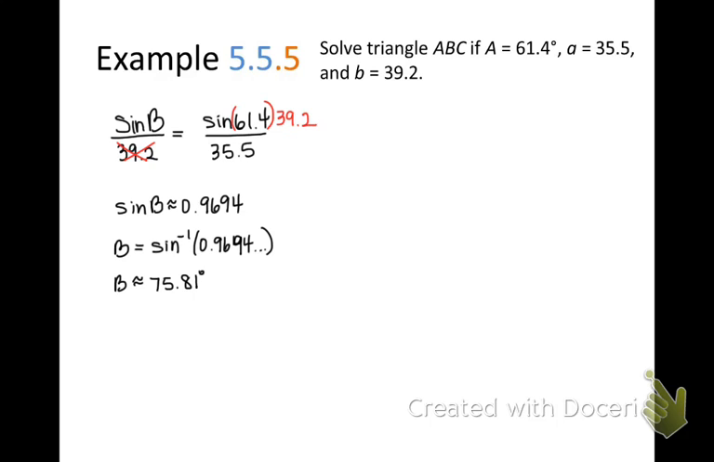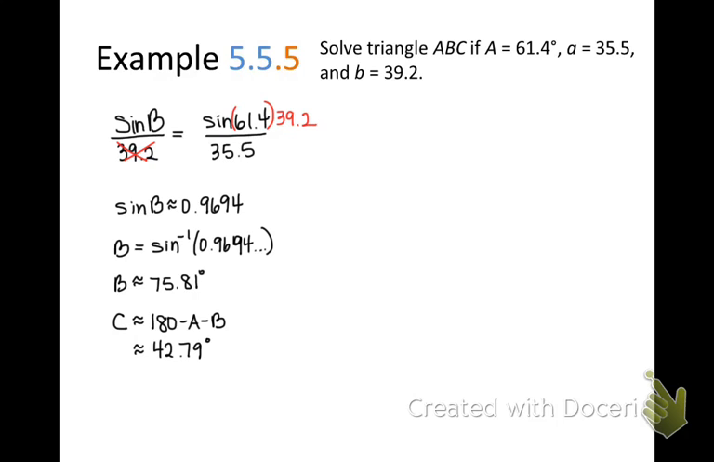What can I find really easily at this point, now that I have angle B? Angle C I can find at this point. How am I going to find it? Add everything up to 180, right? So we'll take 180 minus whatever angle A is minus whatever angle B is. So 180 minus 75.81 minus 61.4, that's going to give me 42.79 degrees.